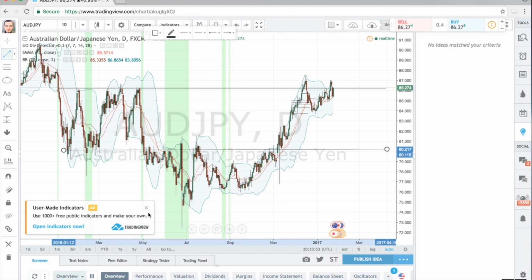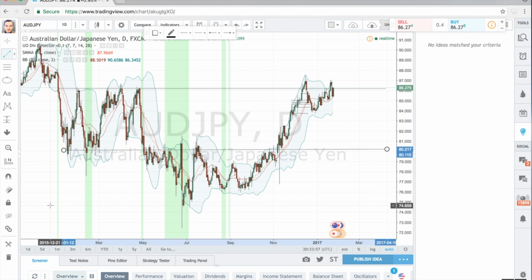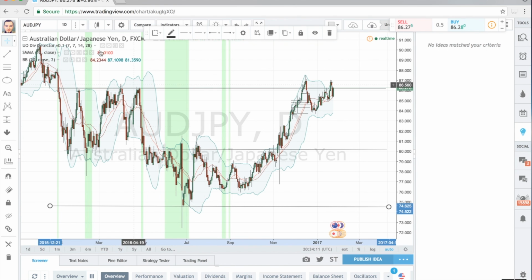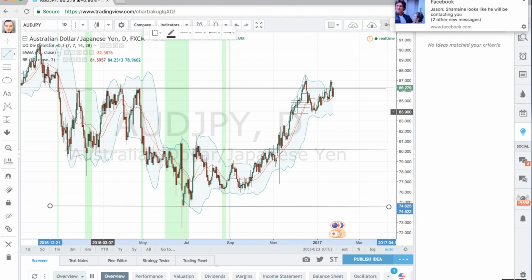And this is the floor. So you have your ceiling and you have your floor, right? Your floor is right about here. This is the lowest it's gone in a while, right? You can zoom out to find your floor and your ceiling as well. So these are crucial points where price did something. It reversed, changed.